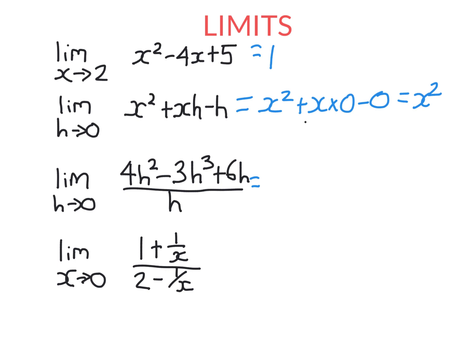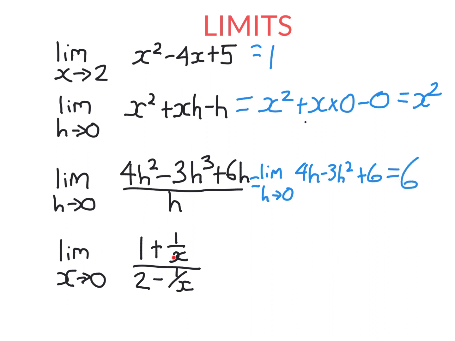Now 4h squared divided by h just gives 4h. 3h cubed divided by h gives negative 3h squared. 6h divided by h is 6. Now we actually haven't substituted anything, so we still need to write the limit as h approaches 0. These two expressions are equivalent, except you can't substitute h equals 0 here, but you can here. So substituting h equals 0, we just get 6. The final answer here is 6.